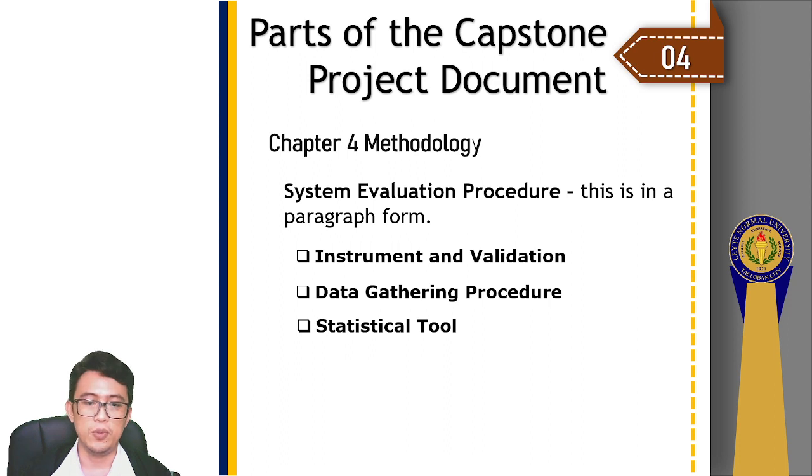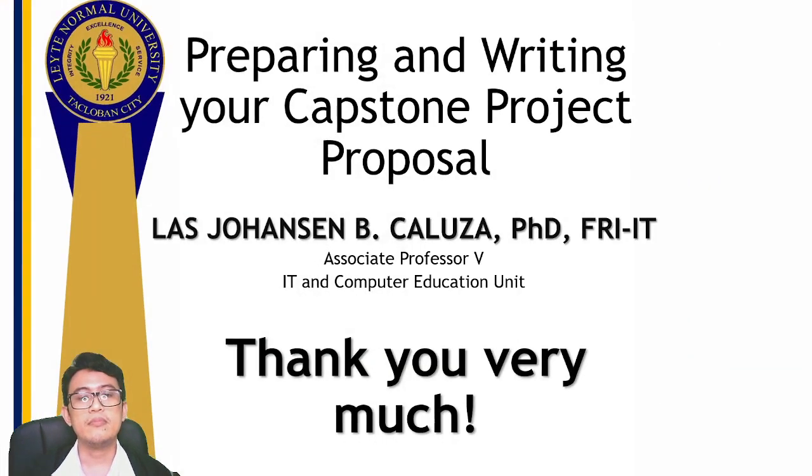And we have what is called the tool. Take note that, as of the moment, some procedures or tools that we use here are the basic statistics such as frequency counts, percentage, mean, or weighted mean. These are the basic tools that you are going to use in your methodology under systems evaluation procedure. Right? So that will be all for preparing and writing your capstone project proposal.